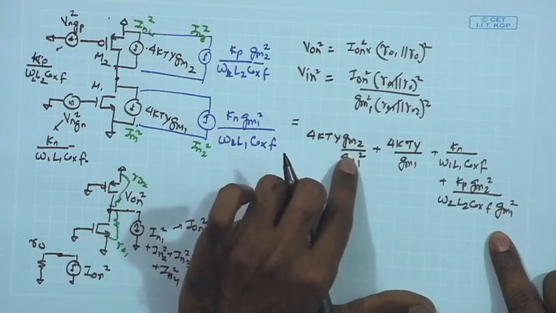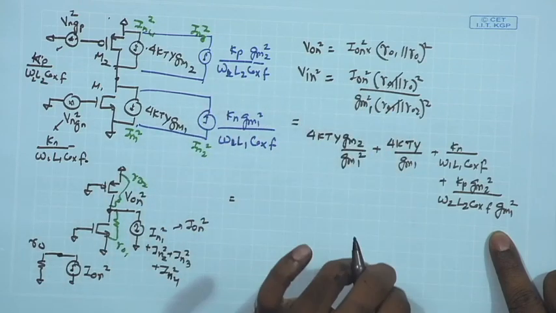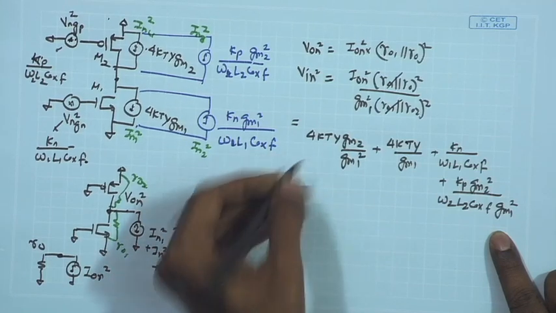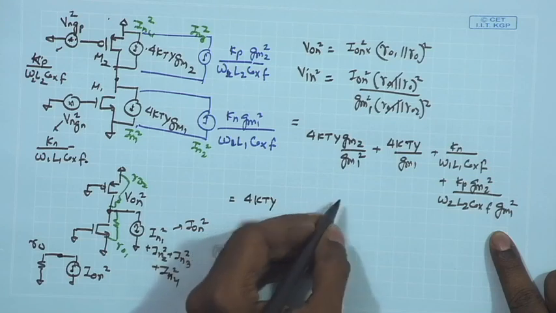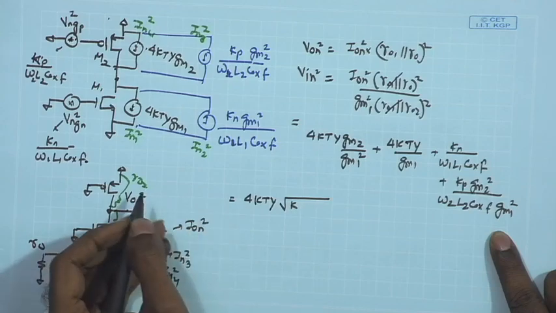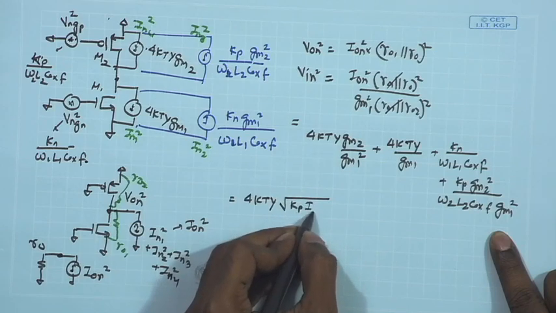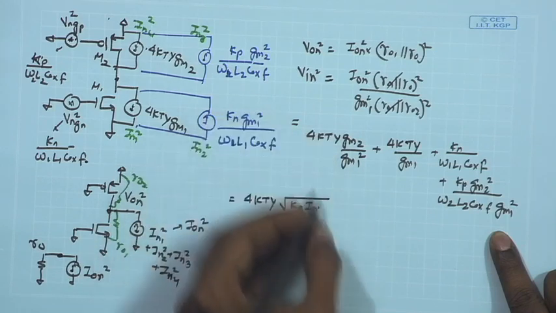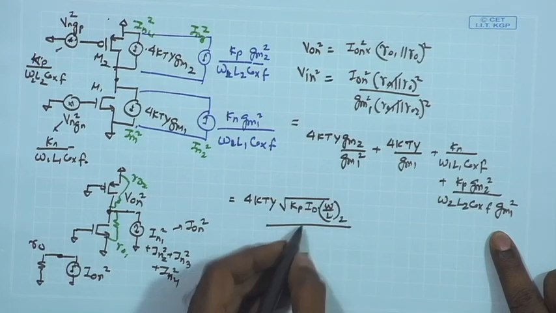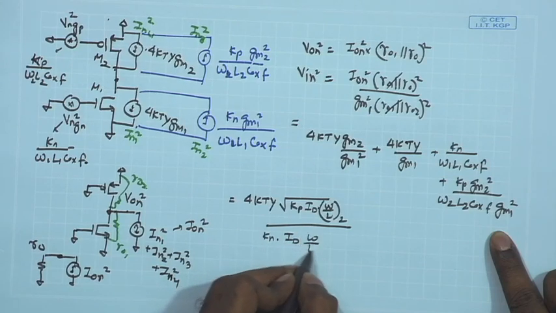So, the only factor that remains is the W by L ratio and the constant terms like the mu p Cox, which are just constant factors. So, I can write it down as 4 kT gamma, and here you are going to get root under the constant terms. I am writing it as Kp, and then you have Id times the W by L of this MOSFET 2, and likewise in the denominator side I have the Kn times Id times W by L of MOSFET 1.